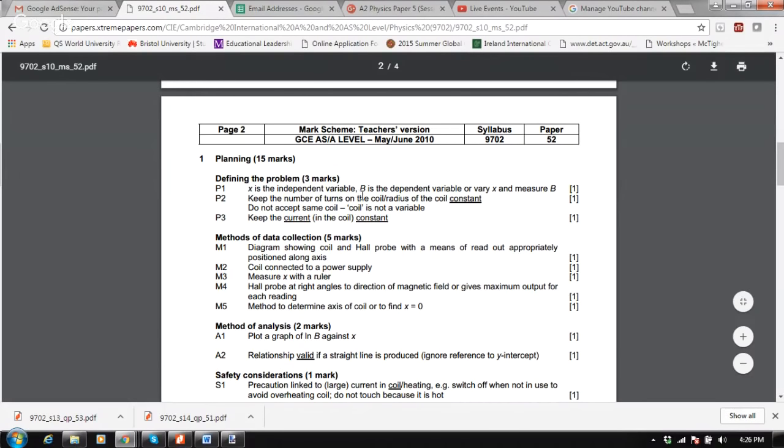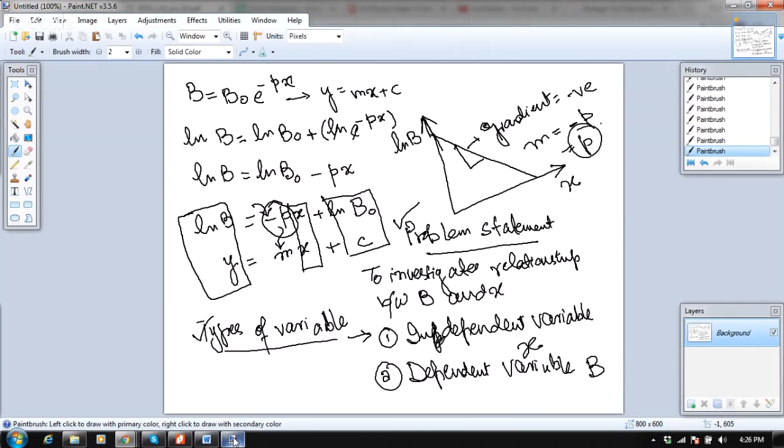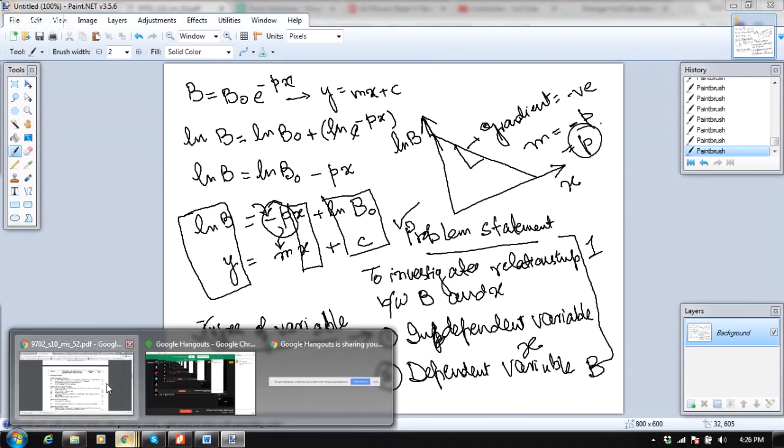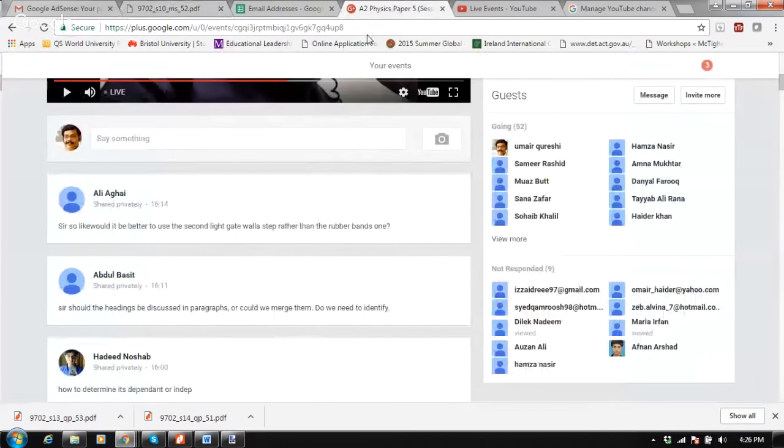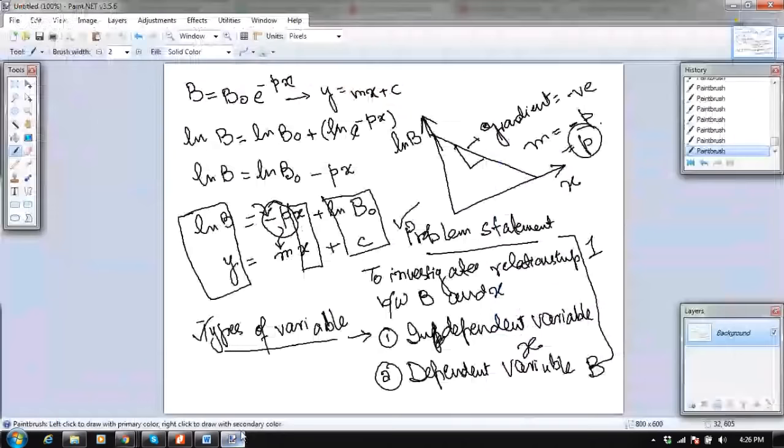Then there is a procedure. Keep the number of turns of coil constant. The control of variables is usually merged with this. But we know what we are going to do. Here is the problem statement and here the types of variables. This collectively is going to give you 1 mark. And then we move to the next part. Let me see if you have any questions. No, there is no question. Okay, so we move to the next part.